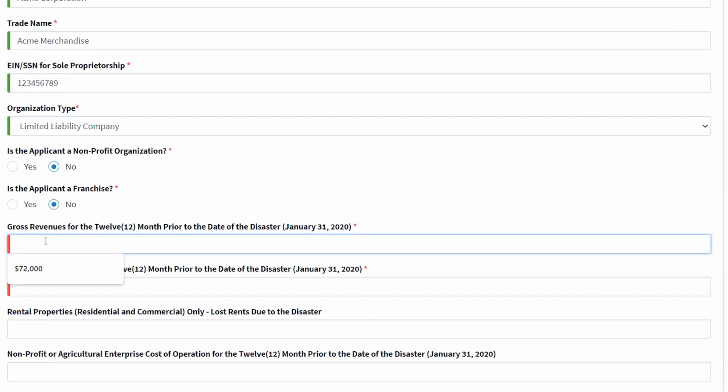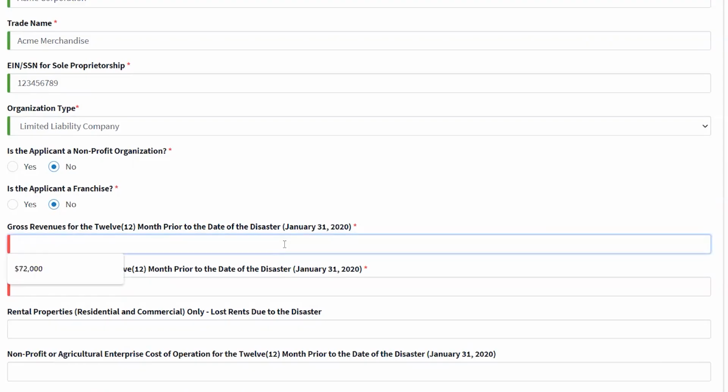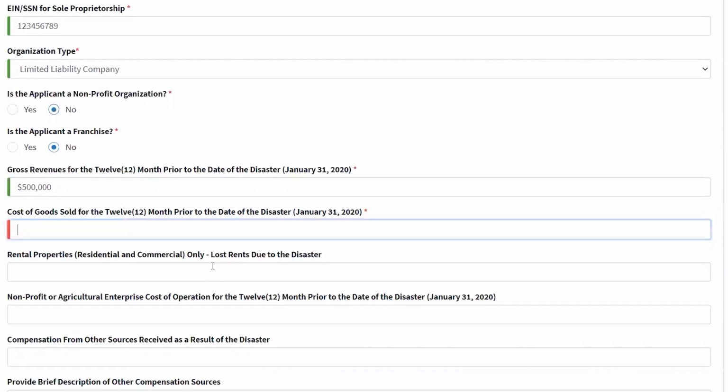Gross revenue for the last 12 months of the date of the disaster. So from January 31st, 2019 through January 31st, 2020, you're going to go and put in what was your gross revenue for your business. So I'm going to go and say I made $500,000 for my gross revenue. Okay, cost of goods sold. Now, this is obviously if you have inventory, if you sell merchandise, if you sell t-shirts or cups or whatever. This is also known as COGS, right, in the accounting world. If you don't sell physical products and you don't have inventory, you're gonna put 0.